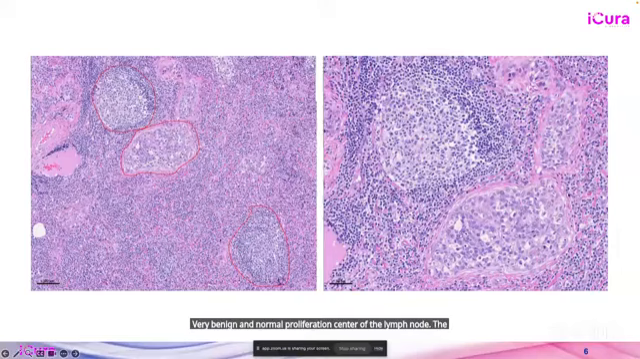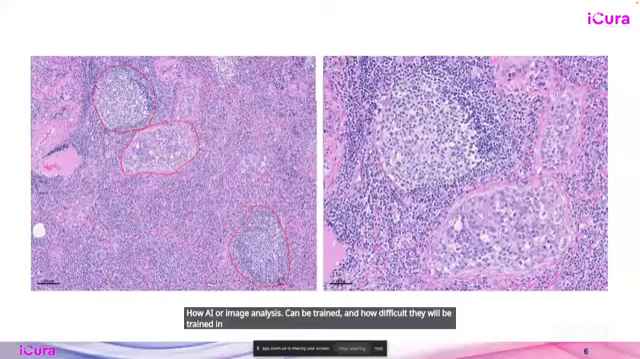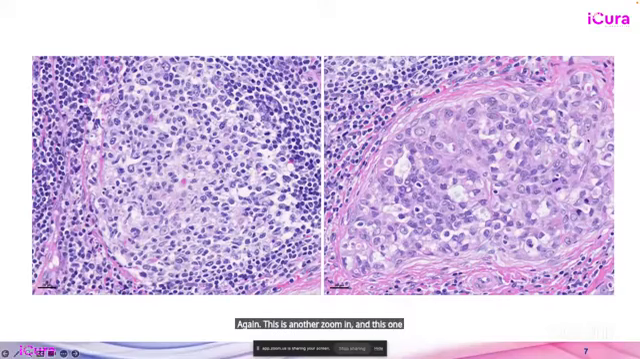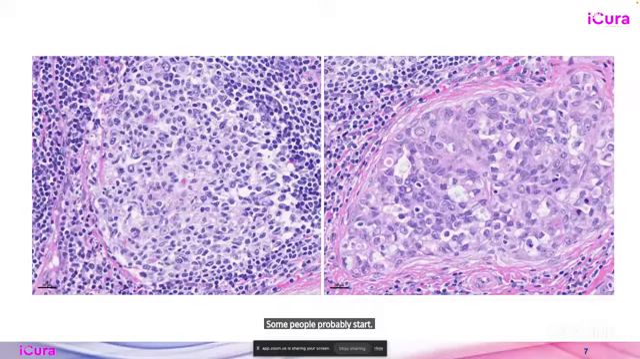The reason I'm showing this picture is to put some foundation for the later discussion about how AI or image analysis can be trained, and how difficult it will be to train them to grasp all these details and identify the differences. Again, this is another zoom in, probably 400x microscopy. Even at this level, some people probably start to see some difference between every single cell in this cluster compared to every single cell in this cluster.